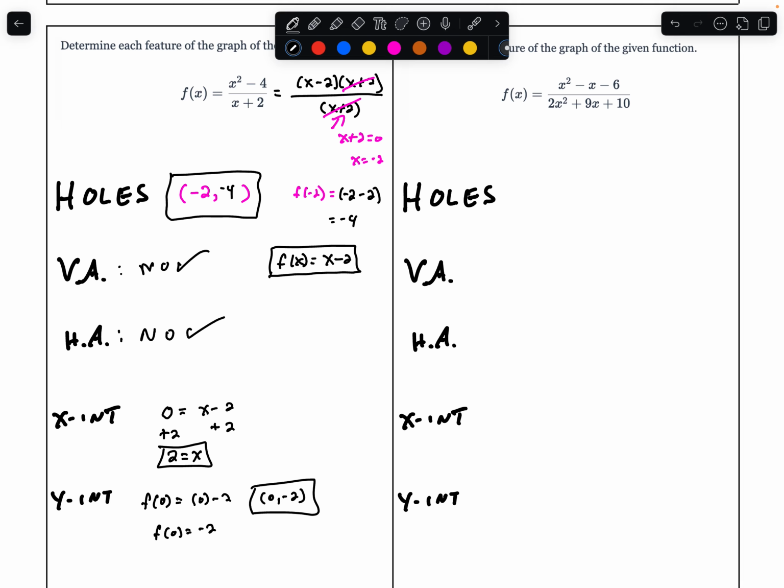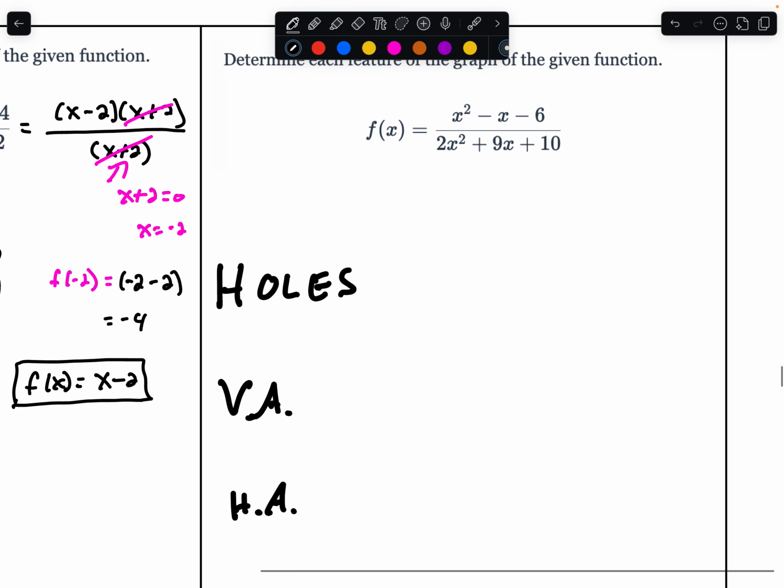All right, so next function, let's take a look at this guy. What is going to be happening here? If I look at f of x, the first thing I'm going to do is ask what can I factor. Let's factor this into x minus 3 and then x plus 2. Now for the denominator, we have an AC method, so 2 times 10 is 20.